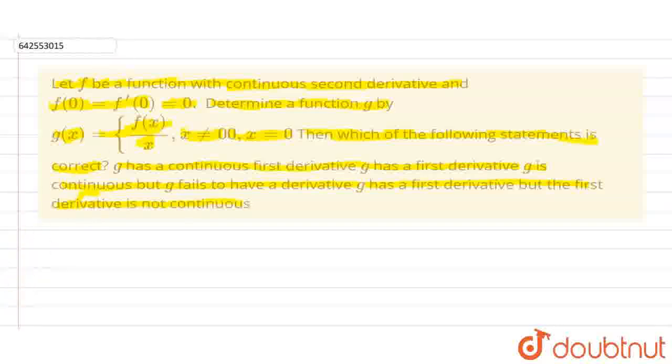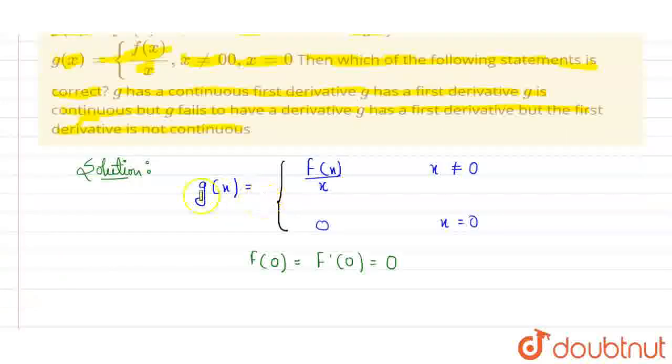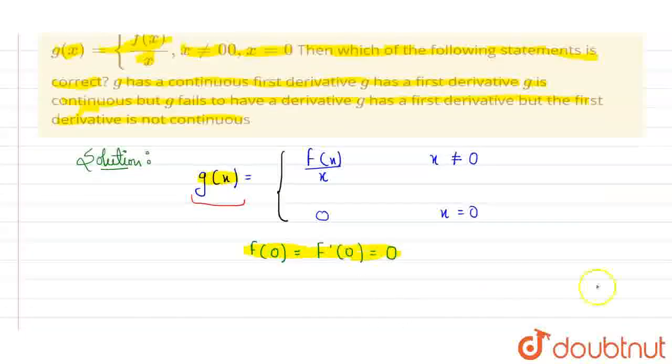First of all, I'll write the given function and conditions in the question, then we'll try to solve it. g(x) is the function given to us, and the condition is f(0) is equal to f'(0) is equal to 0. Now first of all, we'll check whether this g(x) is continuous or not. So how can we check?